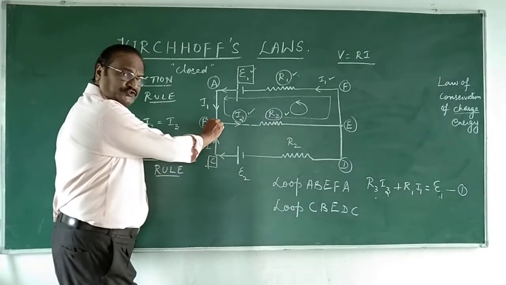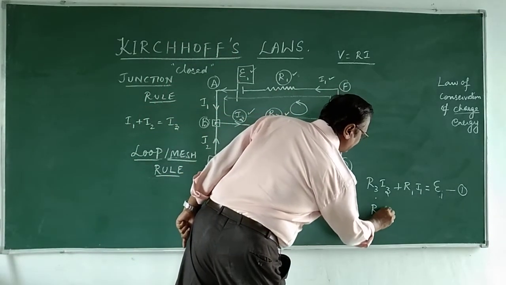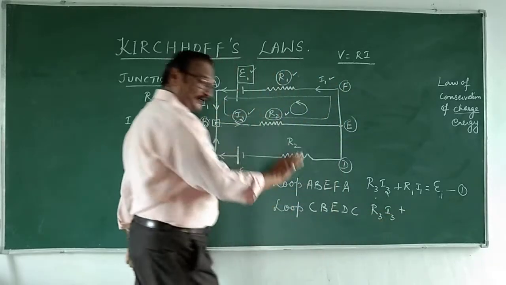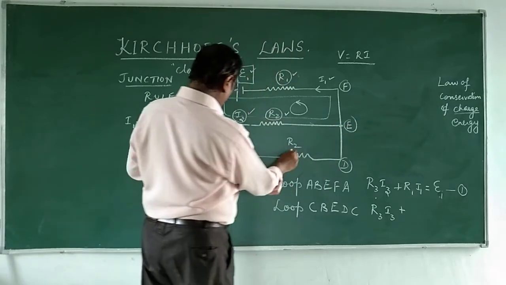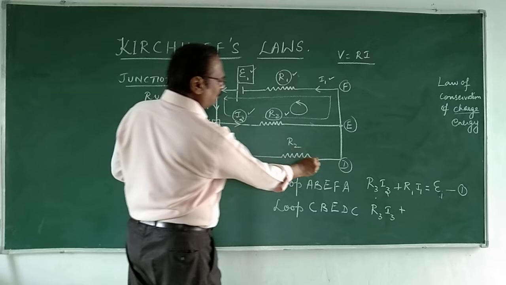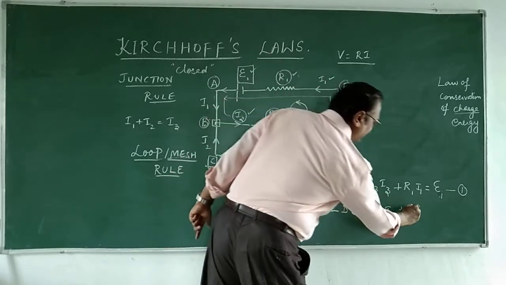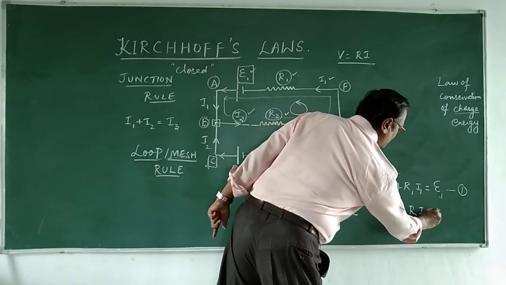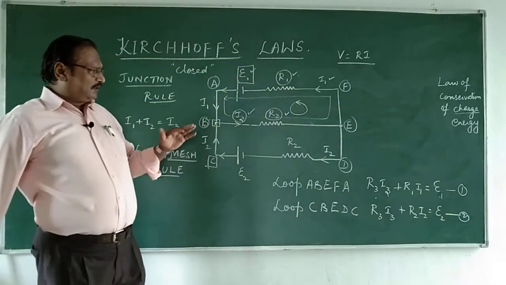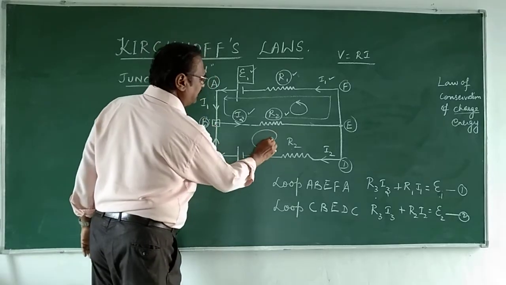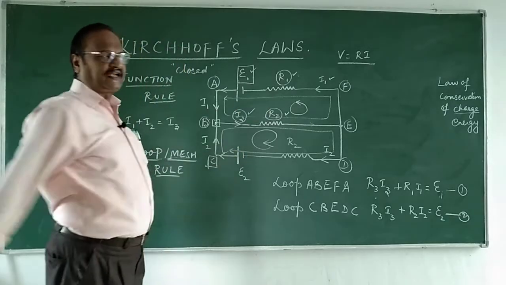No resistance here. So I come here, R3 I3. Again I write R3 I3, plus or minus, depending on the direction. Fine. It comes like this, right? And again R2. What is the current going out? I2. So the same current I2 should come inside. So R2 I2 is the change in potential, which is equal to epsilon 2. This is equation number 2. Now this is the loop I have taken, like this, like this, like this. This is the second loop I have taken.